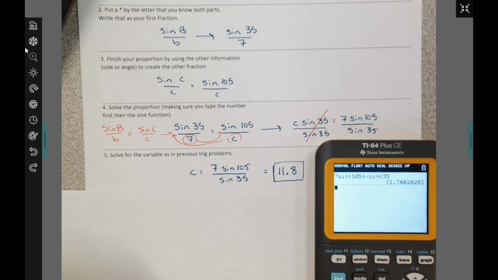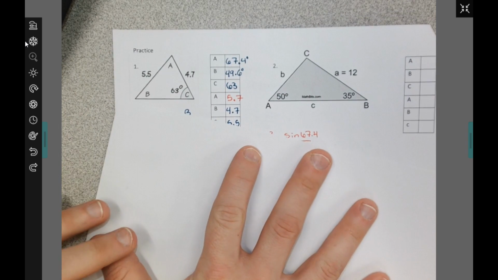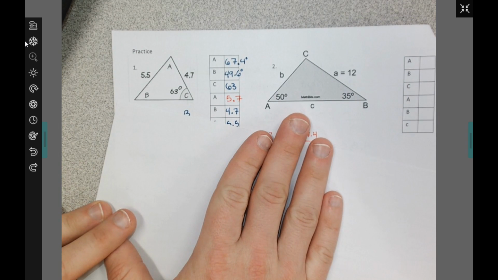Okay, so that's one type of problem right there. I'm going to do one of the practice problems as well, just to show you how you can solve the full triangle. So number 1, on the next side. First thing you're going to do is go ahead and label or fill in the table.